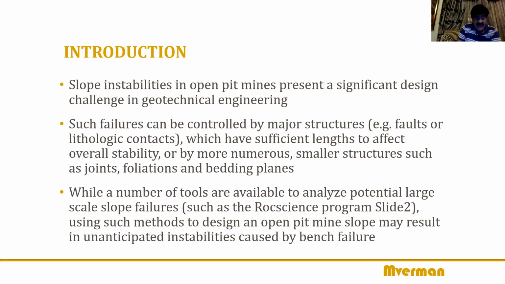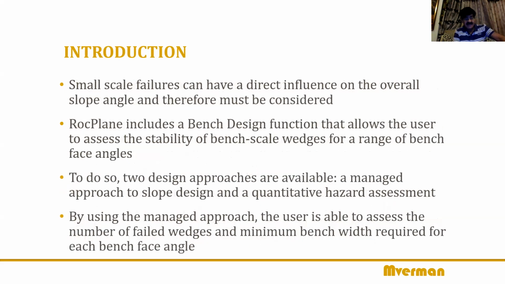But then when you use that, unanticipated instability can happen on the benches, the small scale instabilities, not the large scale. You must also pay attention to these small scale bench level instabilities, which can happen at local benches. And those small scale failures can have a direct influence on the overall slope angle, because bench angle has a relationship with the overall angle. So while you are analyzing the overall angle, the bench level instability should also be considered, because it affects the overall stability.